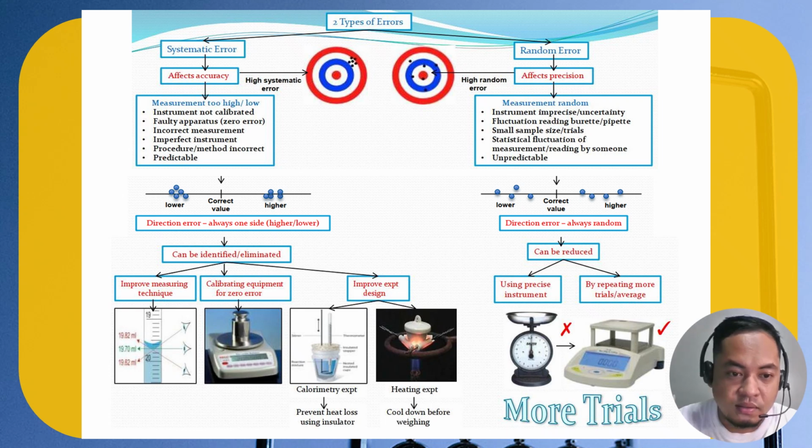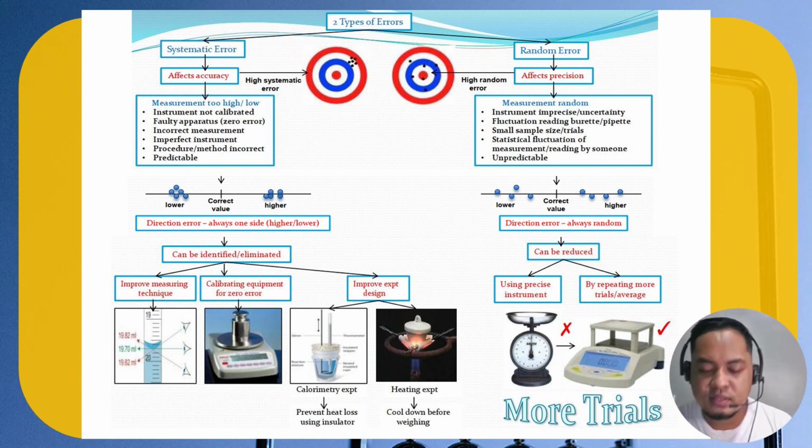Or we can eliminate or reduce it by the following: improve measuring technique, like the example a while ago. You have to read the volume of the water in a calibrated apparatus well, not the top of the meniscus. Then you have to calibrate equipment for zero error. Before you weigh certain matter or substance, you have to calibrate your balance or your weighing scale to zero, and improve the design. If the method is wrong, it will generate wrong results, right? And if you notice that, you have to change your framework, you have to change your design in order to have less systematic error.